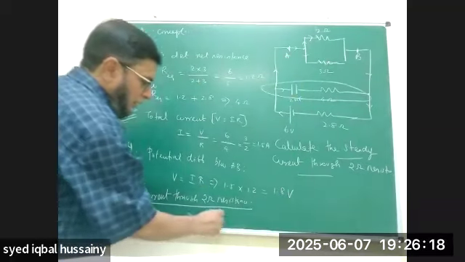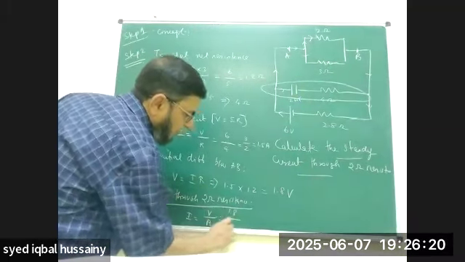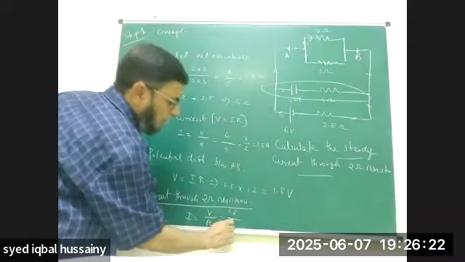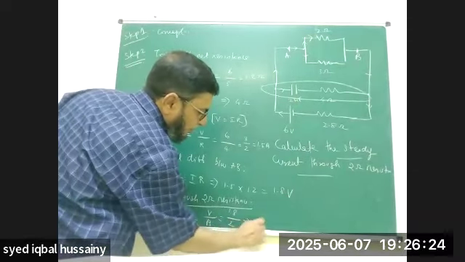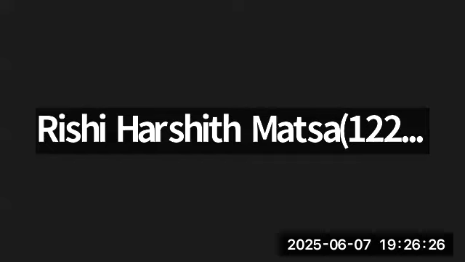So what do you get? 1.8 potential difference divided by the resistance, which is 2. So the answer comes out as 0.9. Very good girl, very good.